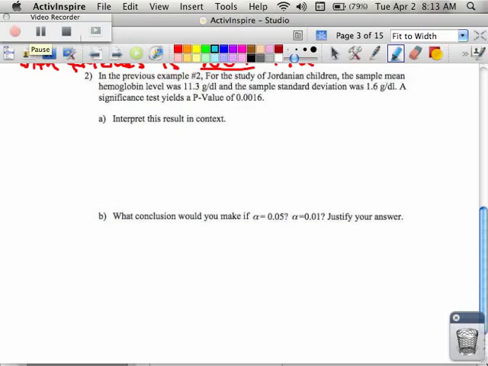It says, for the study, the sample mean was 11.3, and the standard deviation was 1.6. And the significance test yields a p-value of 0.0016. So how do we interpret this?